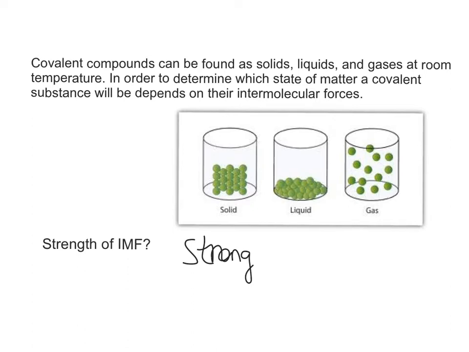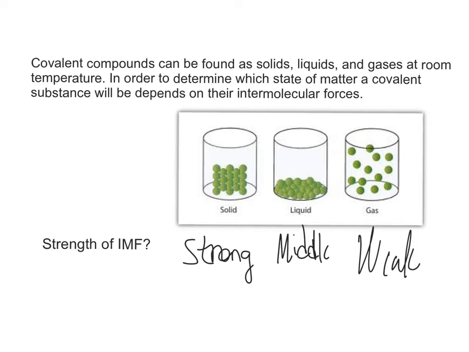Liquid is always kind of the middle child. It has medium space, so medium volume, and is a little fluid but still has a set volume. Versus your gases are going to be your weakest IMF because there's very little interaction between the gas particles themselves. So we can tell a little bit of something about the strength of the IMF versus what state it would likely be at room temperature.